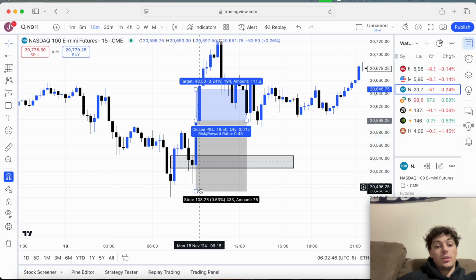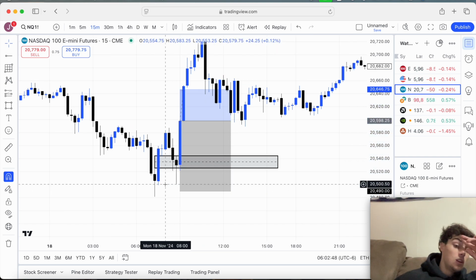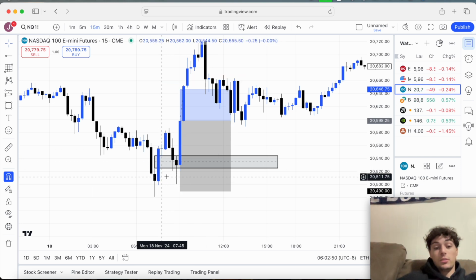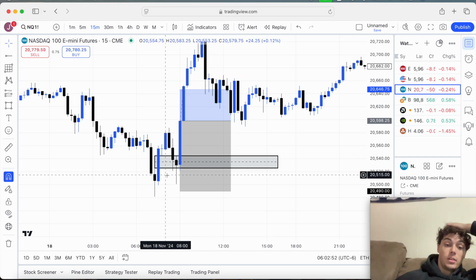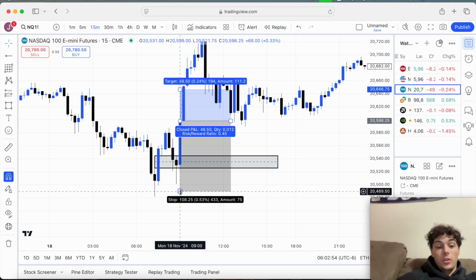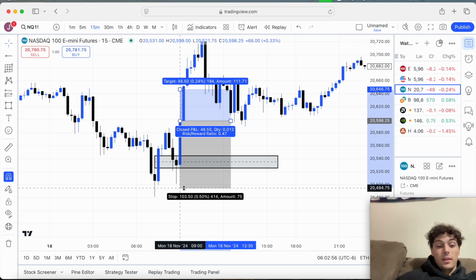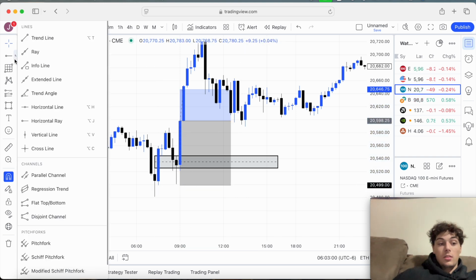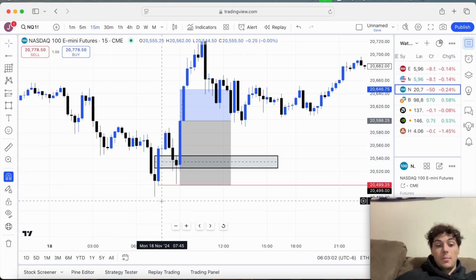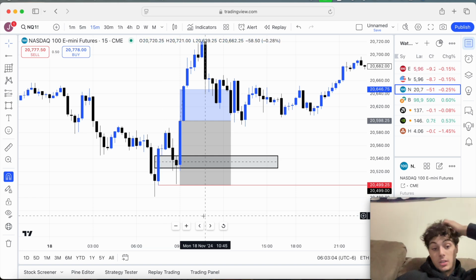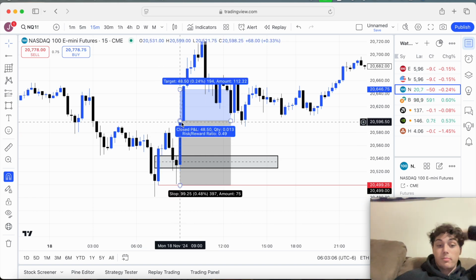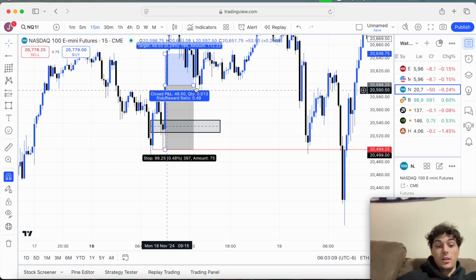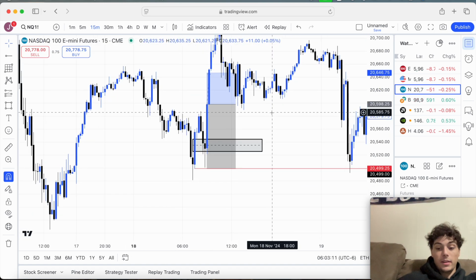So here's the thing with this fair value gap. So this 15 minute fair value gap gets respected, obviously, correct? So you're going to be like, okay, you're just going to put stops right below the fair value gap right here. This is going to be your stop. Because once price goes back down into there, your trade is going to be invalidated.